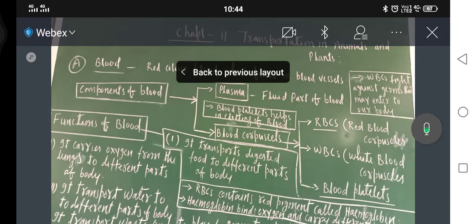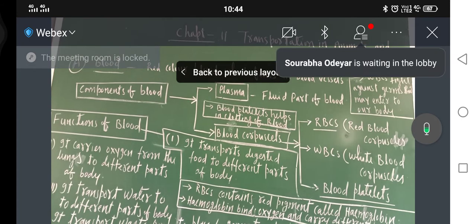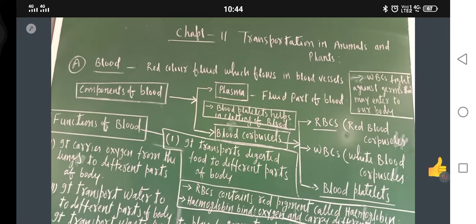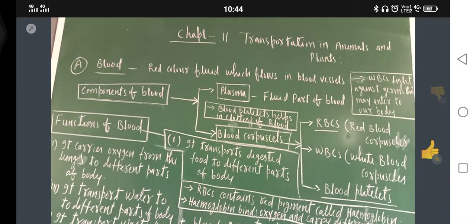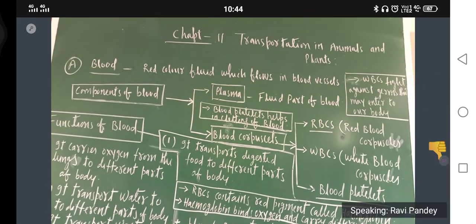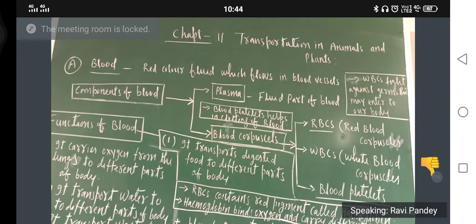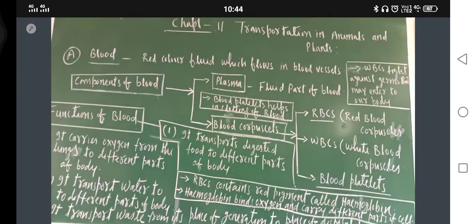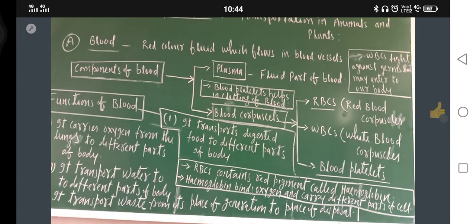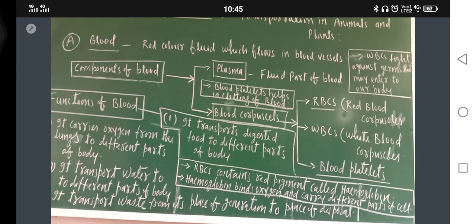Now I am applying the collar mic. Okay, am I audible or not? Am I audible? Okay, so I am applying the collar mic now, and I will explain the things. Don't worry about the visibility of the blackboard. I will keep on adjusting the things for you. So you don't worry, just concentrate on the written part.